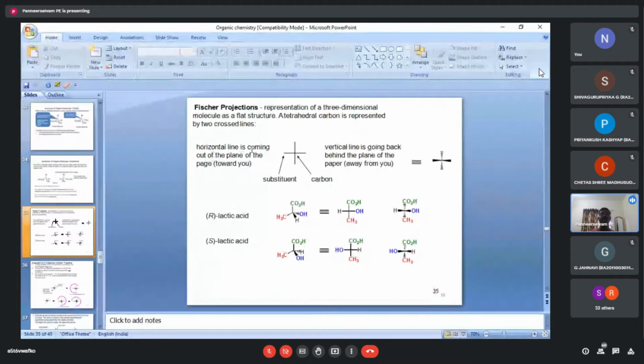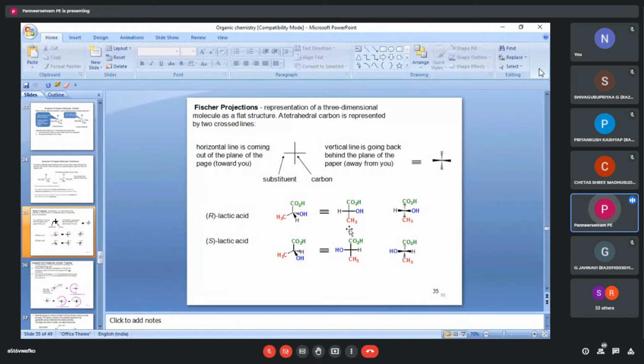Horizontal lines are coming out of the plane, like the plane of the paper, like here, the page. Vertical lines are going back behind the plane of the paper. Here, this is also carbon, and the carbon is at the center position. You see here the lactic acid.